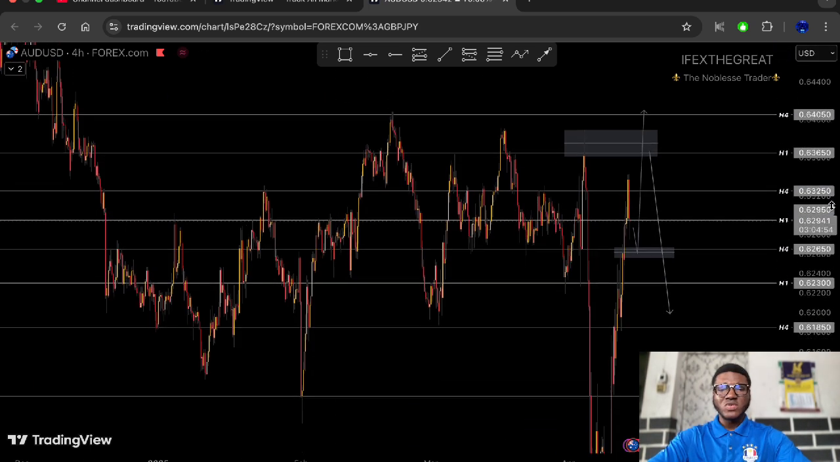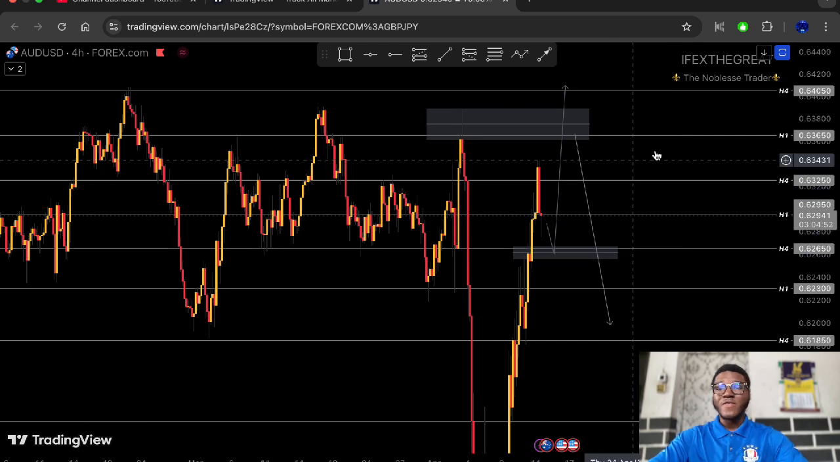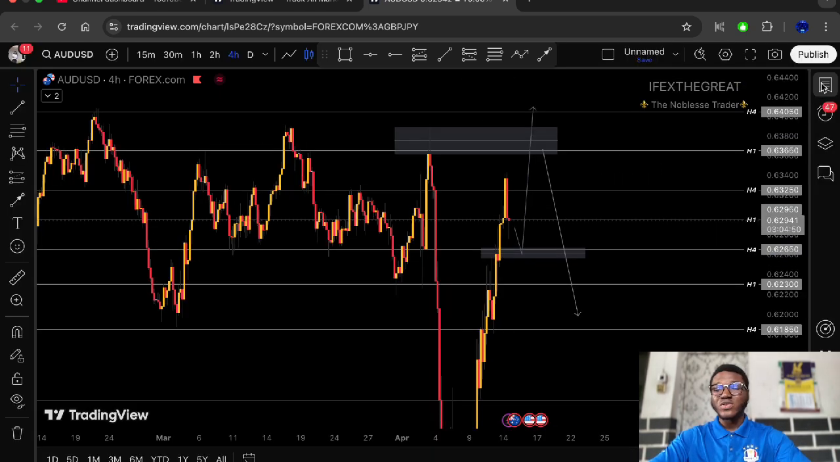There is not really much to talk about on AU. Very, very simple. I actually love AU price action. One of the cleanest price actions you can find.